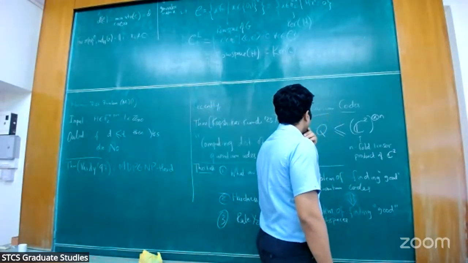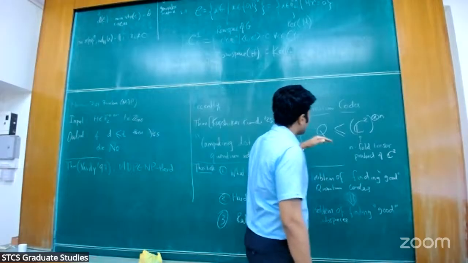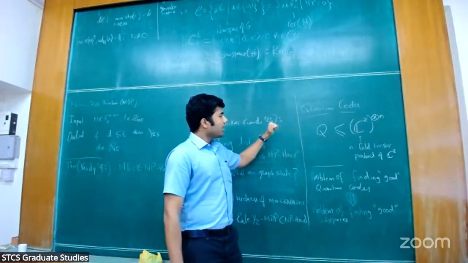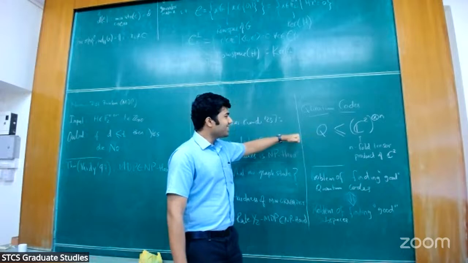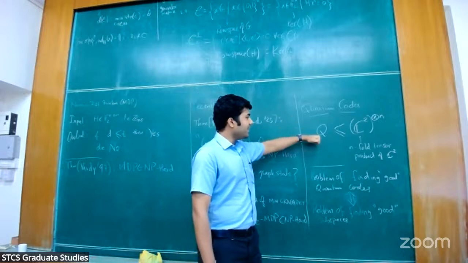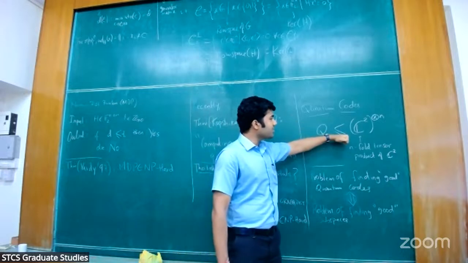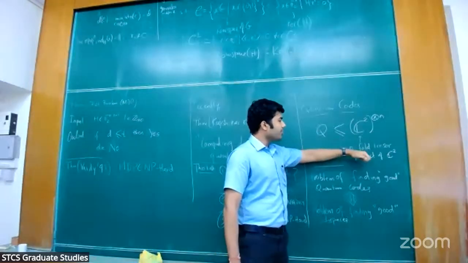Yeah. So now, for quantum codes, a quantum code Q of length n is essentially a linear subspace of the n-fold tensor product of C^2.